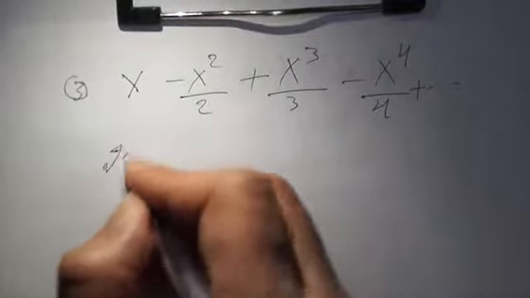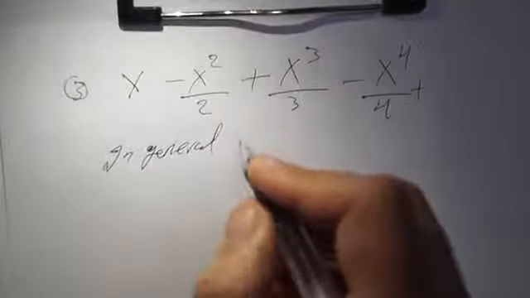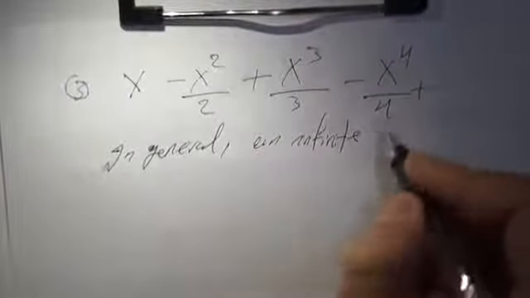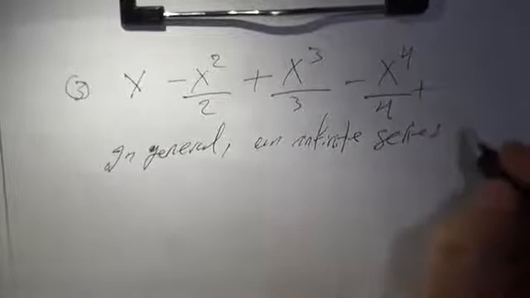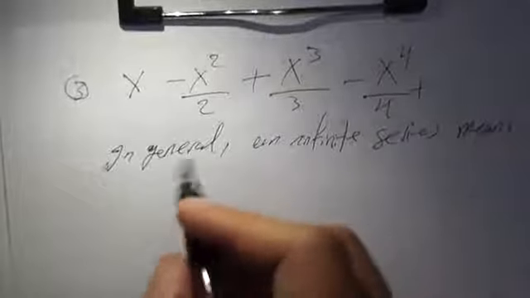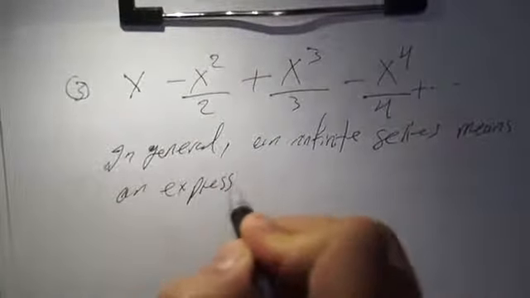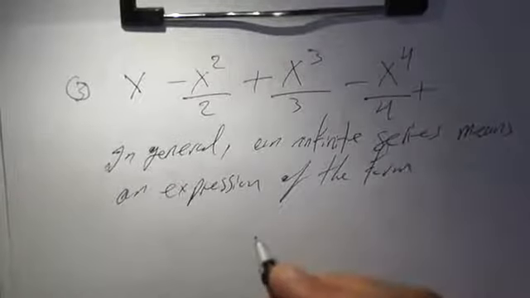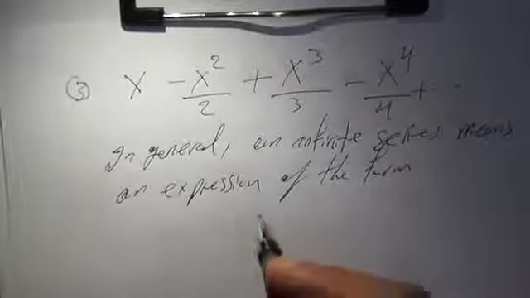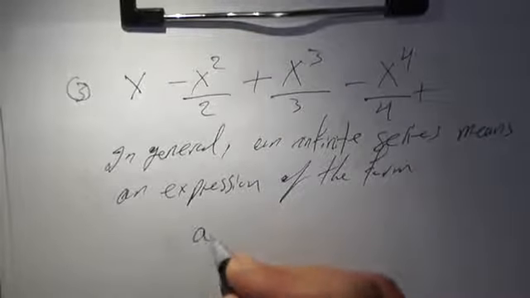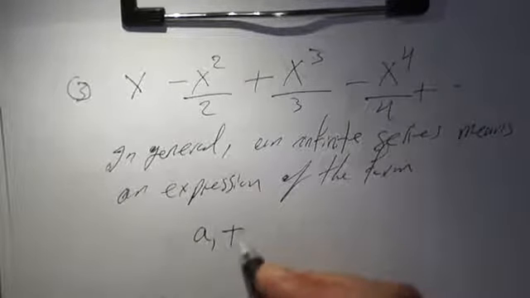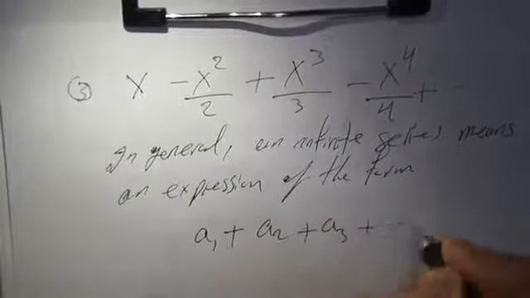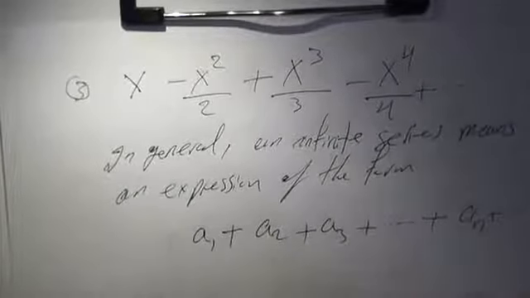In general an infinite series means an expression, هي في الحقيقة صيغة of the form. يعني في نهاية المطاف السيريز the infinite series هي مجموعة من الأرقام بينها إشارة جمع أو طرح A1 A2 A3 up to AN and so on.